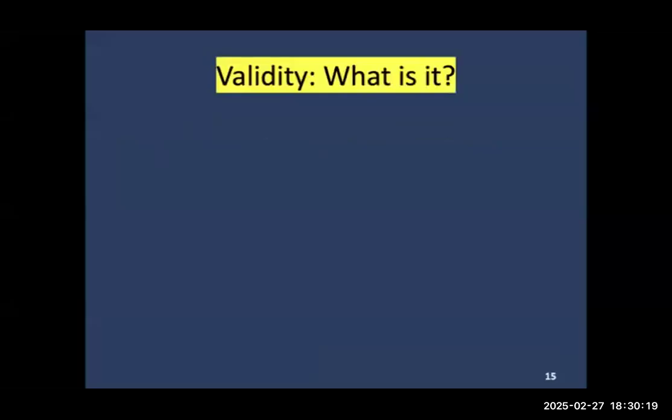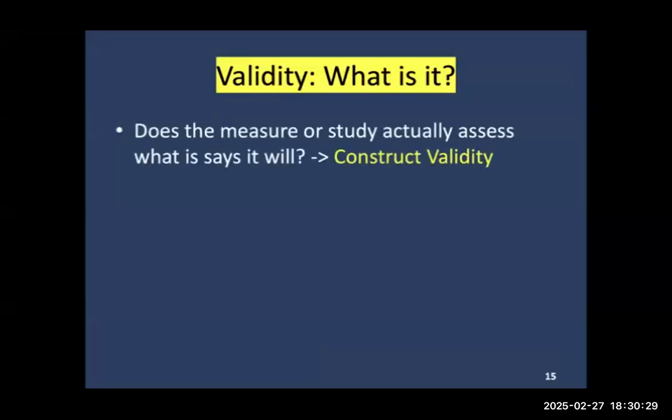All right, so I'm going to move on to validity. This one is a doozy, and it's going to be with us the entire semester. So it's very important that you can distinguish among these different types of validity. There are four main validities: construct validity, statistical validity, internal validity, and external validity.